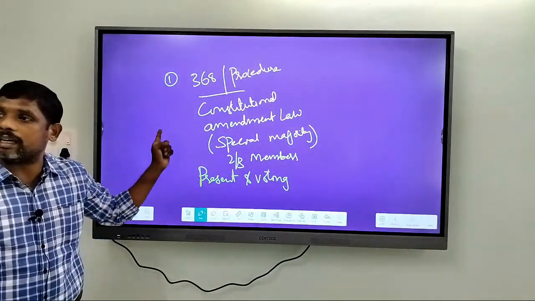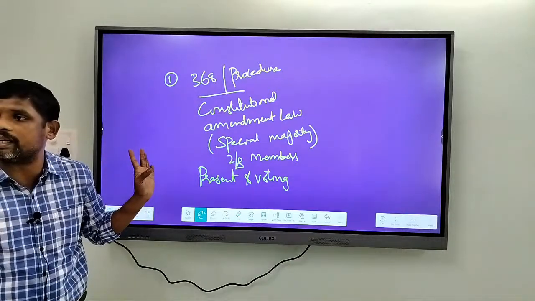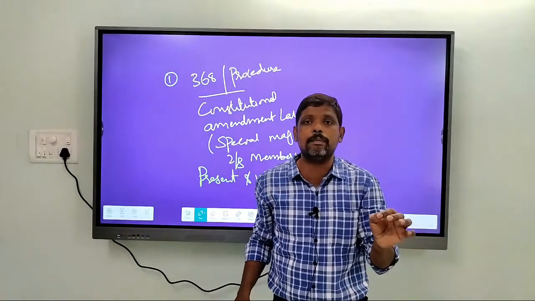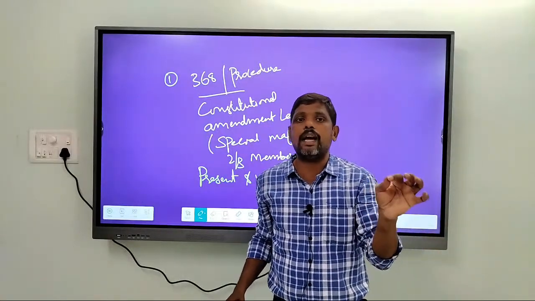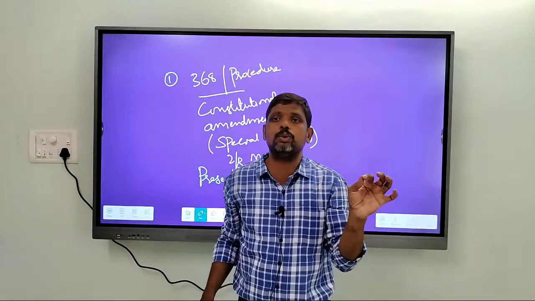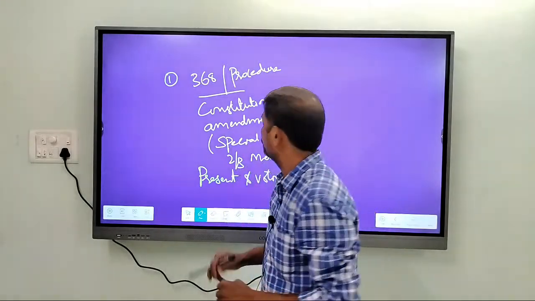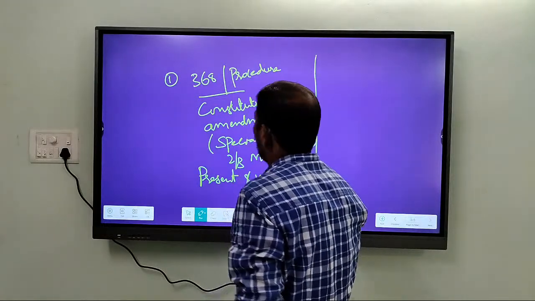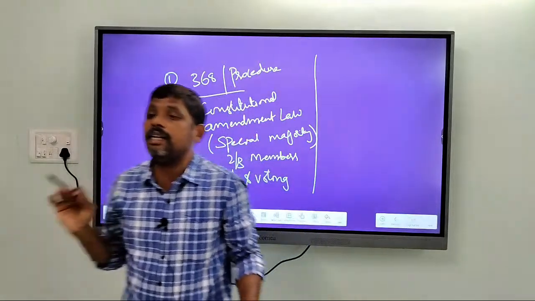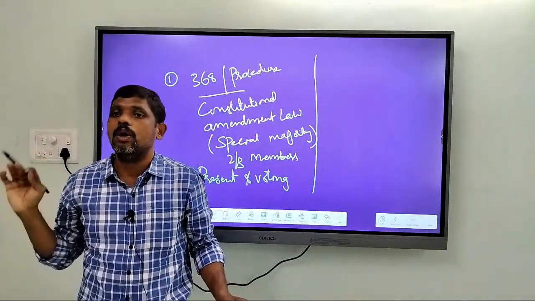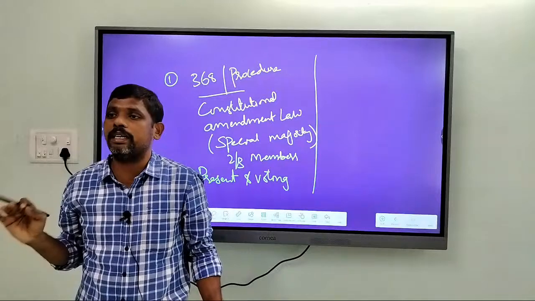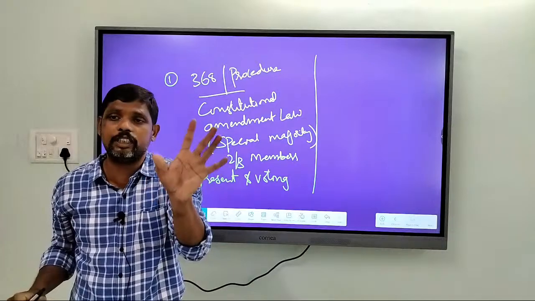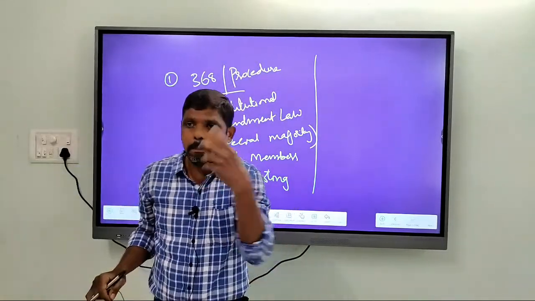But coming to Article 2, it is passed by simple majority. So when it is passed by simple majority, can it be treated as a constitutional amendment law? It won't be. Make this point very clear: any law made under Article 2 will not be treated as a constitutional amendment law. It is an ordinary law passed by simple majority, by Parliament alone.